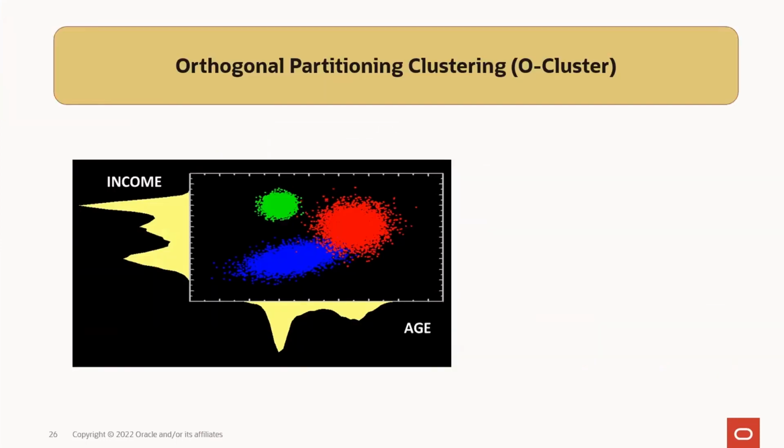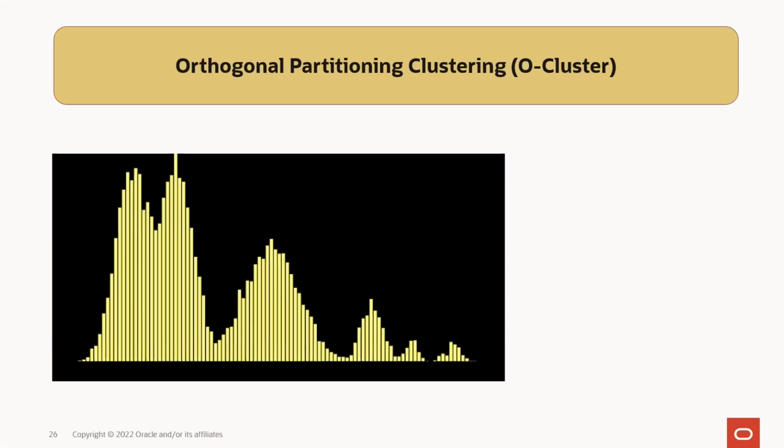Now, O-Cluster is a little bit more complex, so let's look at this 2D example. Here we have a plot comparing income and age. It contains these three specific densities, and they are partitioned orthogonally by dividing the grid into density regions as such. And it'll make a little bit more sense if we look at it from a different angle.